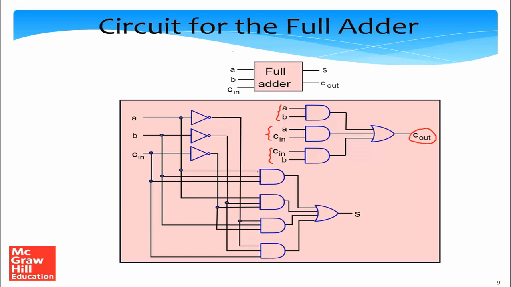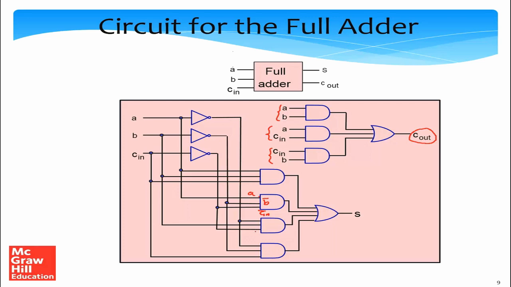A is coming here, so this is A. This value is B complement, and this value over here is the complement of carry in. So this is getting captured over here. So the output is A and B complement and complement of carry in.